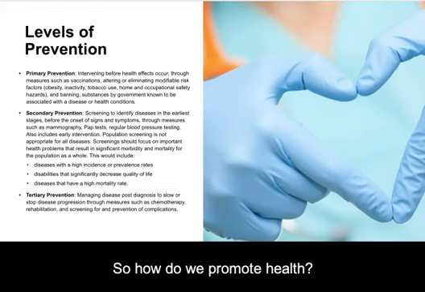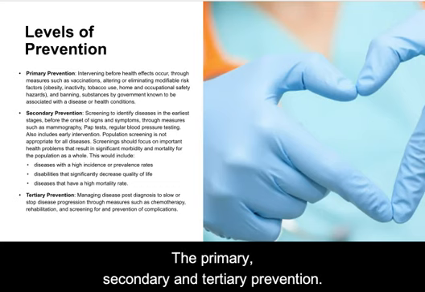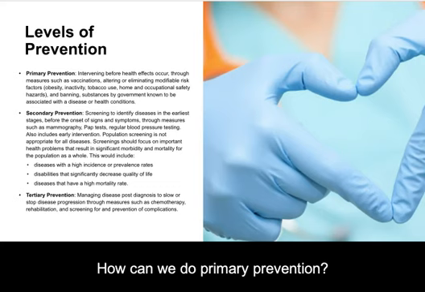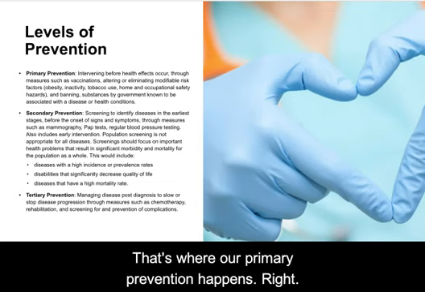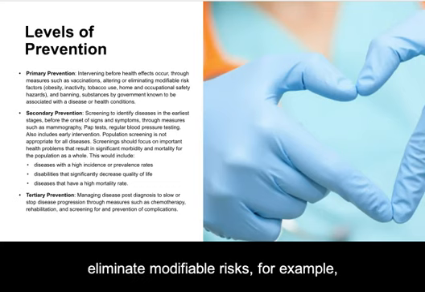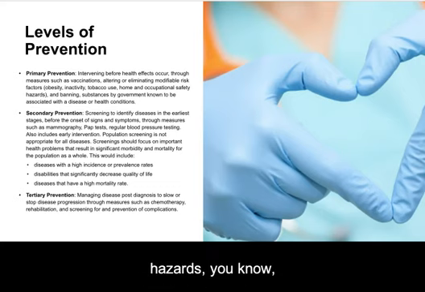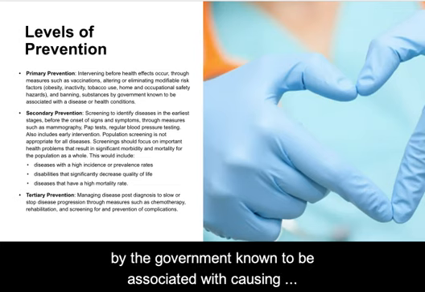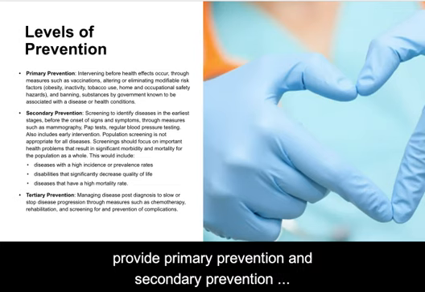So how do we promote health? Remember, we talked about the levels of prevention, right? The primary, secondary, and tertiary prevention. How can we do primary prevention? We can provide education. We need to intervene before these problems start. That's where our primary prevention happens, right? Where we eliminate modifiable risks. For example, obesity, inactivity, tobacco use, home and occupational safety hazards, and banning substances by the government known to be associated with causing these problems. These are ways we can provide primary prevention.